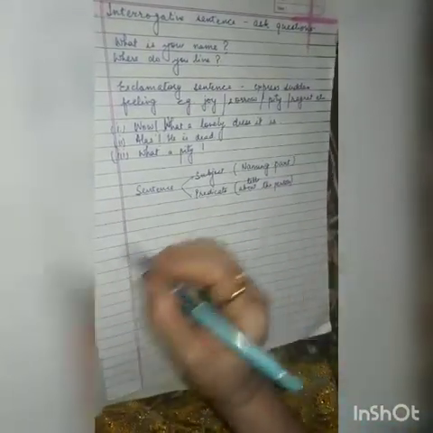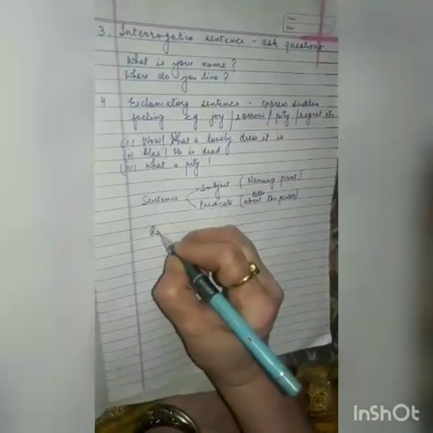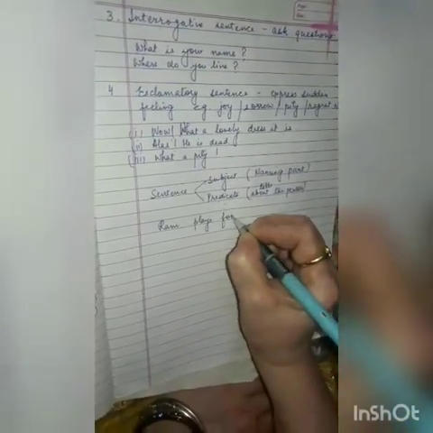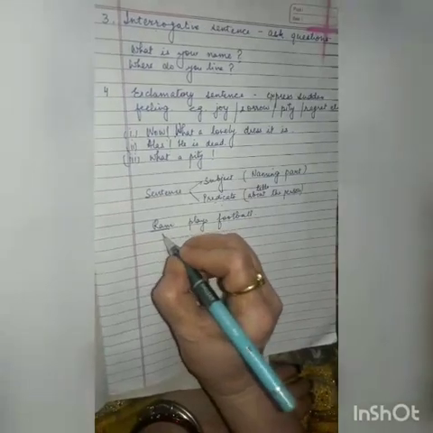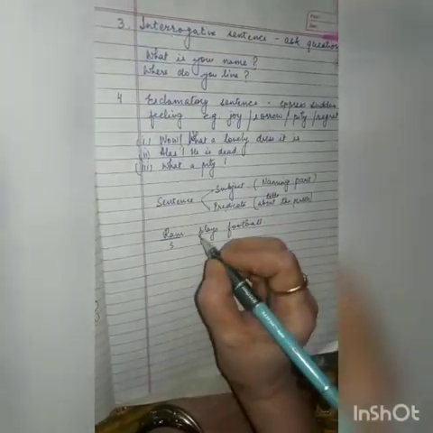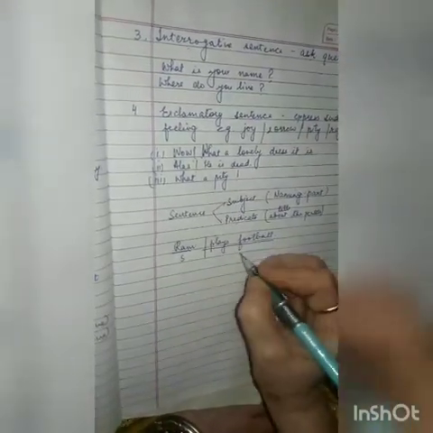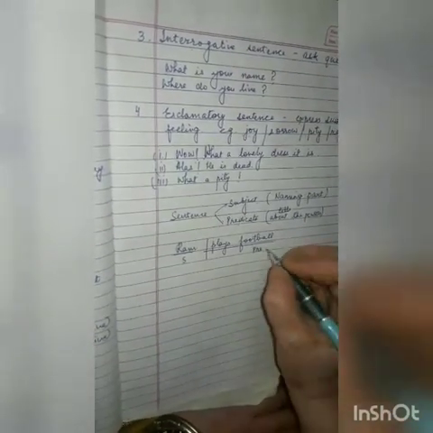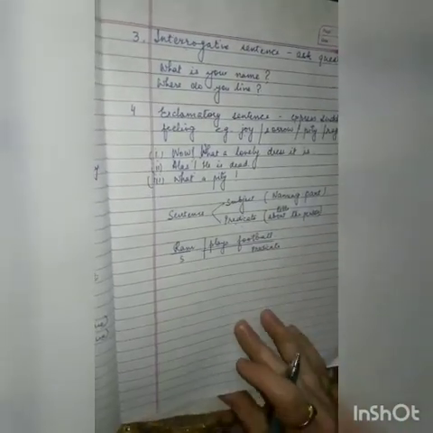So, as an example, we'll take the same example: Ram plays football. In this sentence, you'll find that Ram is the subject because it's the naming part. The naming part is Ram, and the part along with the verb is called predicate. Now this is very clear.